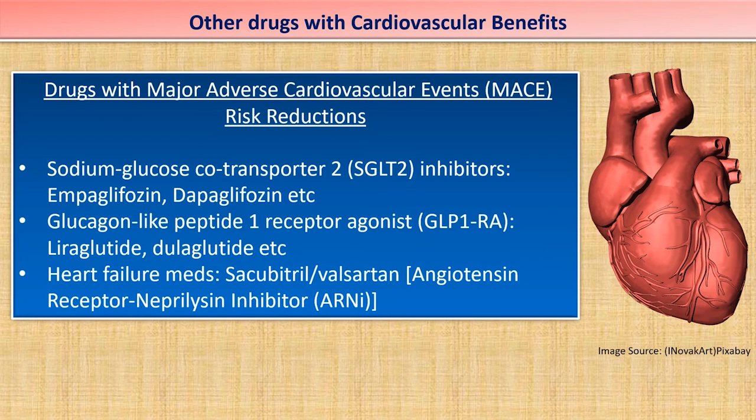I would like to spend this slide to introduce some drugs with known cardiovascular benefits. What I mean is this drug will have the potential to reduce the risk of major adverse cardiovascular events. Some of you may not have heard of this drug or may not be so familiar with it.